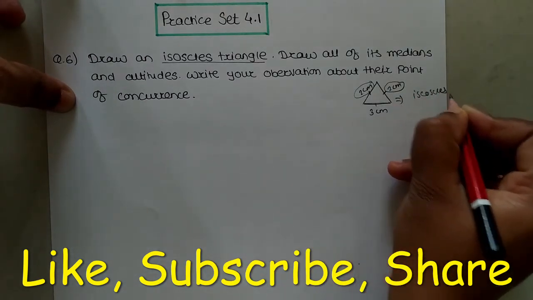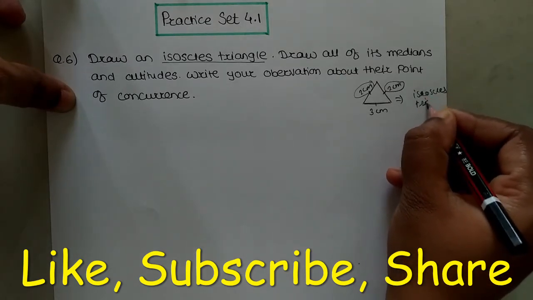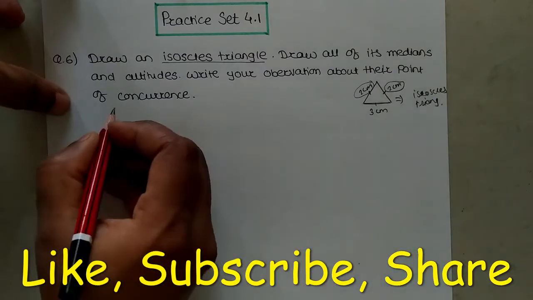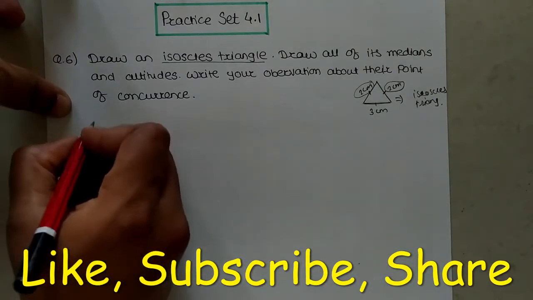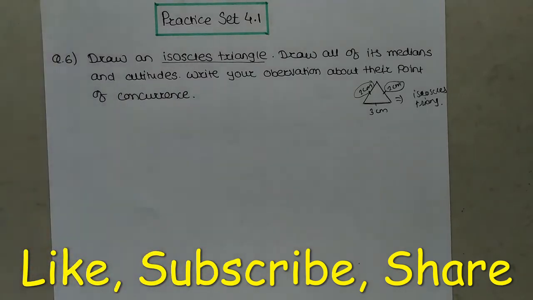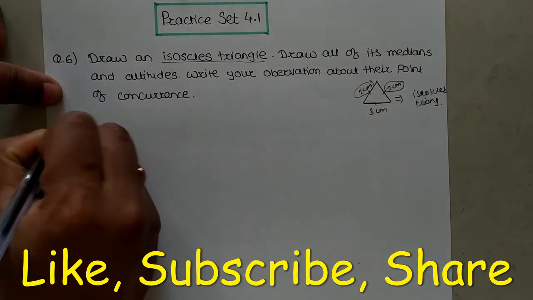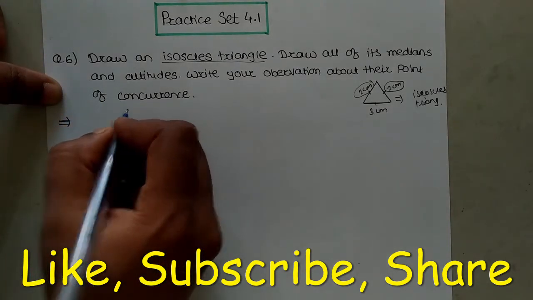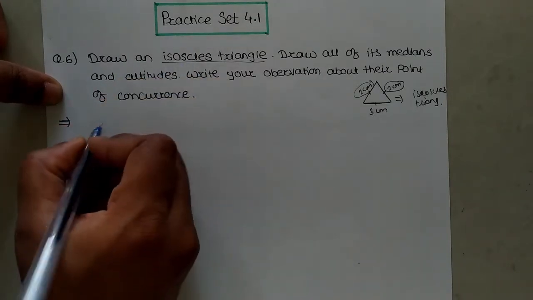So this triangle is called an isosceles triangle. So what do we have to write? Isosceles triangles are those triangles... Yes, we have to write down the definition of isosceles triangles. This is only for your understanding purpose. This is not part of your solution.